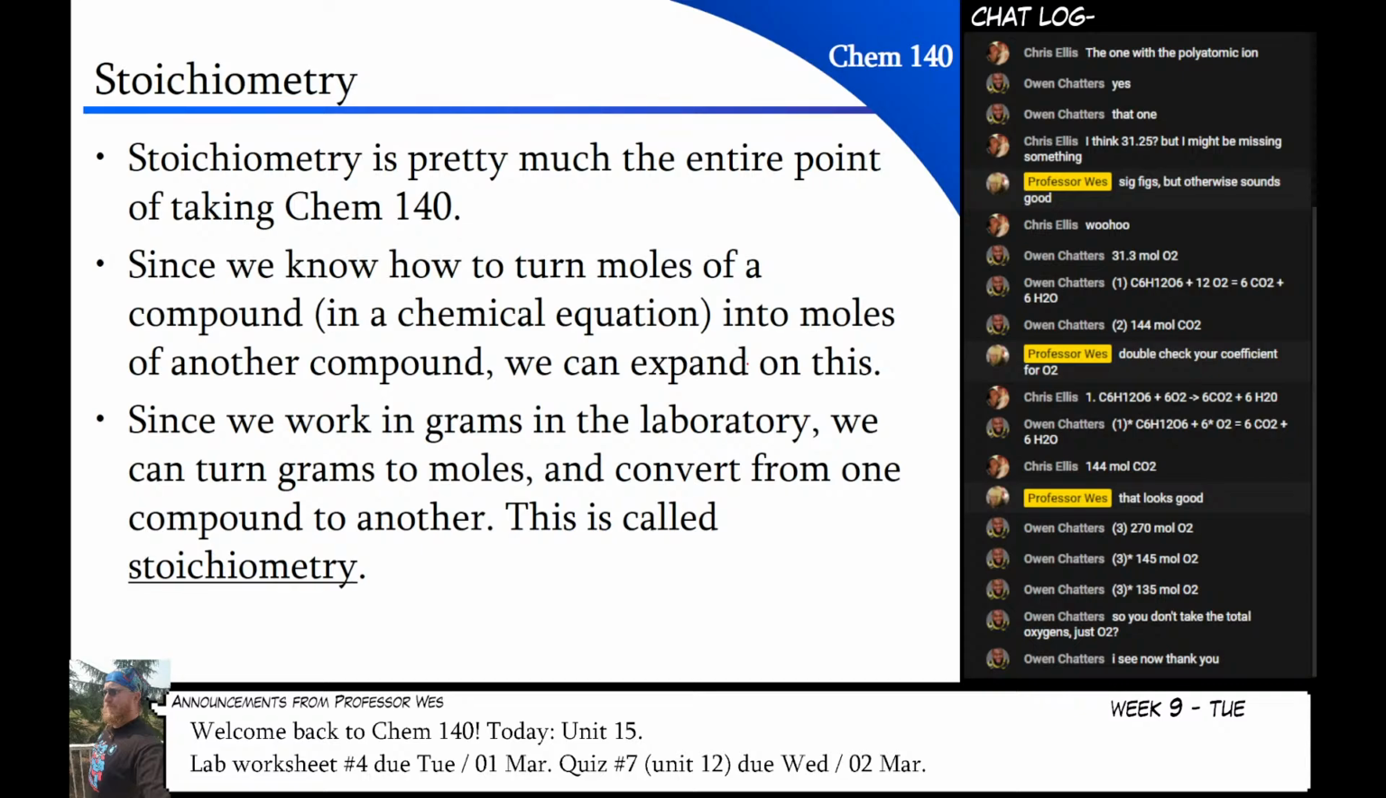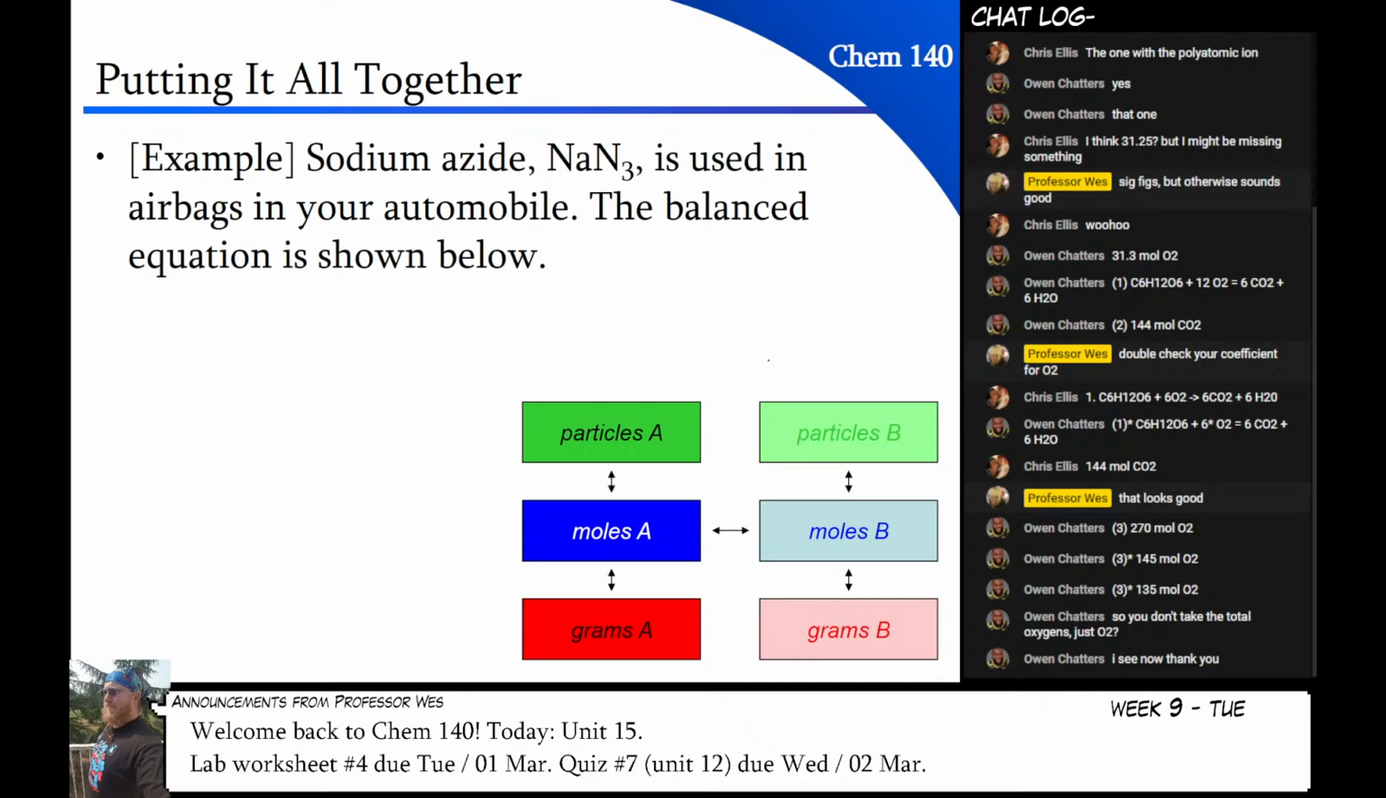All right, so you know how to turn anything from grams to moles or moles to grams. You also know how to turn stuff from particles to moles and moles to particles. So I can ask you any question I really want to. And so that's what we're going to do. So remember this chart? Yeah, it's back because we're doing the same thing, right? We're just going to use balanced equations. Here's our balanced equation for sodium azide.